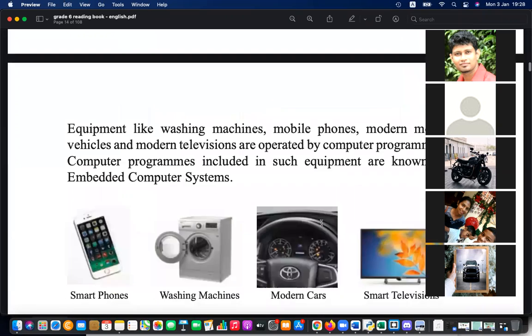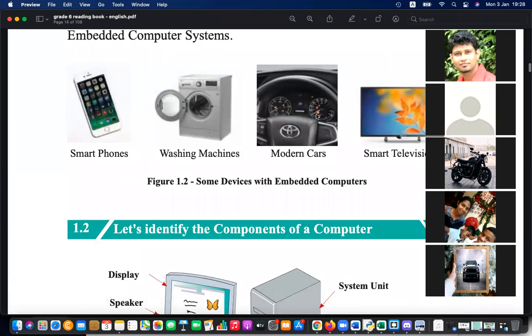Okay, then we learned about the different devices with embedded computing devices. Today we can see a lot of embedded computing devices: smartphones, washing machines, cars, drones, smart televisions, which we can even connect to the internet. So all these are connectable.